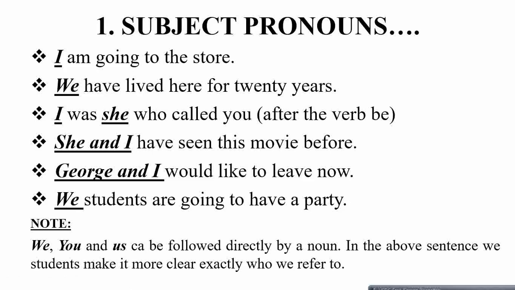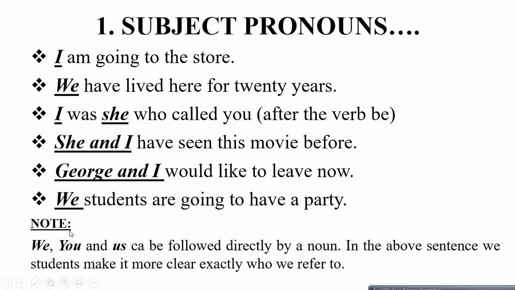Example 4 says: she and I have seen this movie before. ये दोनों जो हैं ये subject pronouns हैं और इस subject position पे ही मौजूद हैं. George and I would like to leave now. The I here is a subject pronoun, George is a noun for sure because it's a particular name. This is the subject position anyways. This example says: we students are going to have a party. So we is a pronoun and again it comes at the subject position.